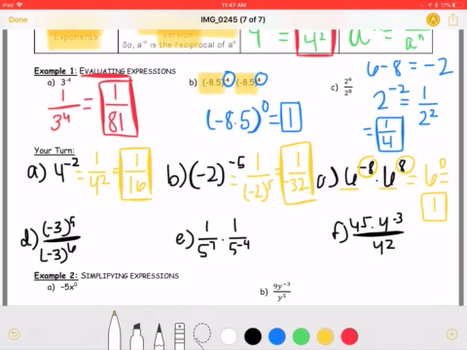Keep chugging along here. D, I see quotient of powers, so I'm going to subtract 5 minus 6. That gives me a negative 1. Let's rewrite that with a positive power. So this is just 1 to the negative third, or just negative 1/3. You don't have to write that power. Let me get rid of my parentheses. This is just our final answer.